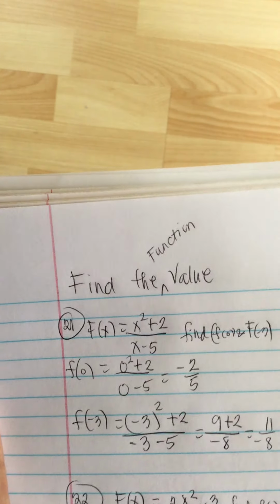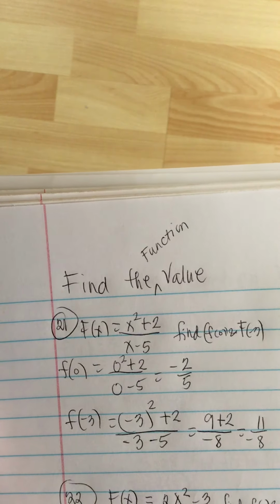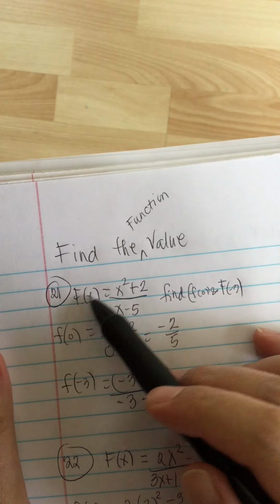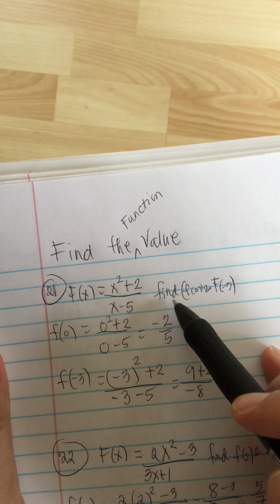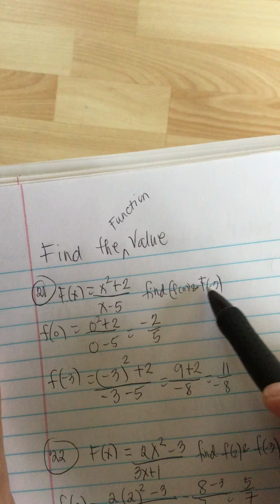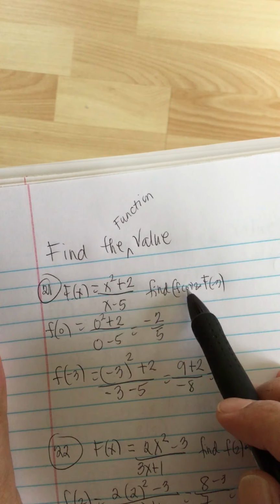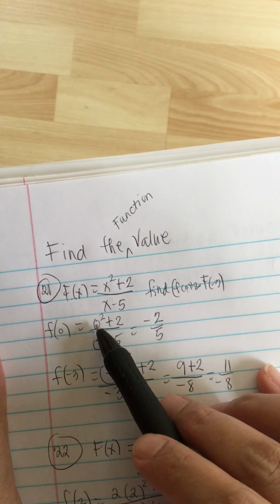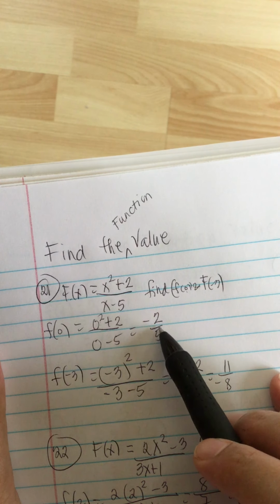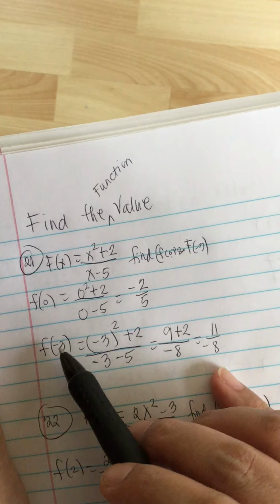So we have more problem here. Find the function value. So we have number 21. f of x is equal to x squared plus 2 over x minus 5, and they want us to find f of 0 and f of minus 3. So we plug in 0 to every x. So we have 0 squared plus 2 over 0 minus 5, and we get a minus 2 over 5.